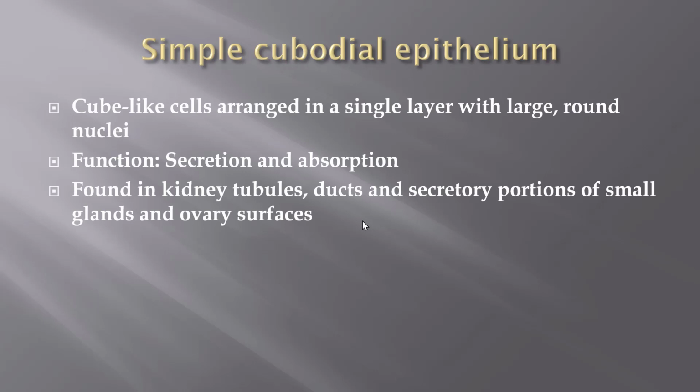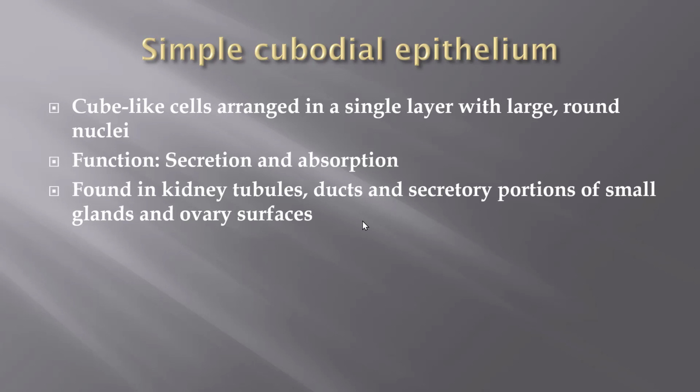The simple cuboidal epithelium, again, cube-like, usually in a single layer. There are a few places where you have stratified cuboidal epithelium, but we're not going to look at it here. So pay attention. Don't put that as an answer. It's in a single layer, large round nuclei, and the shape is a cube. And its function, as I said, is secretion and absorption. Not a large amount, but a medium amount, and it does fine.